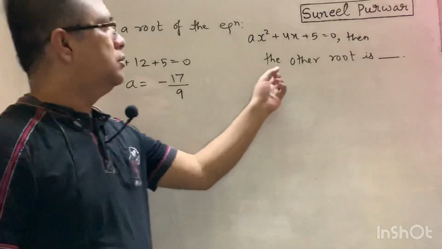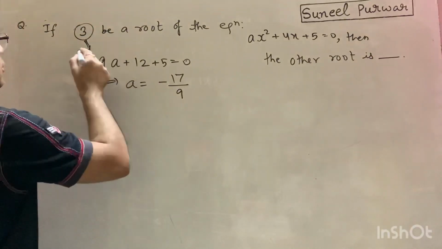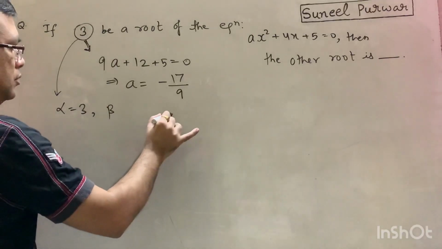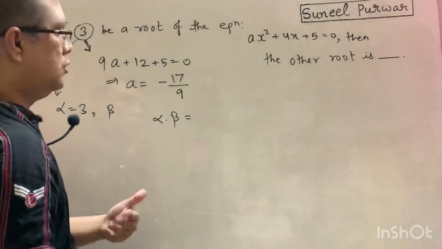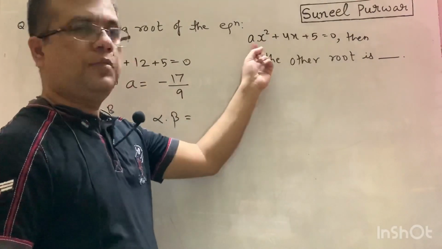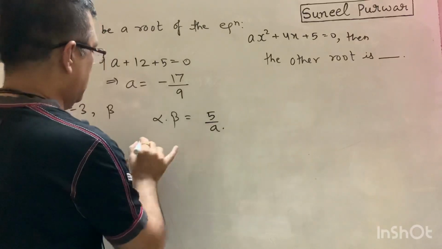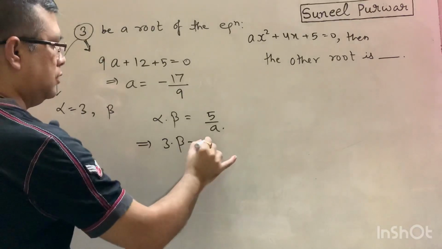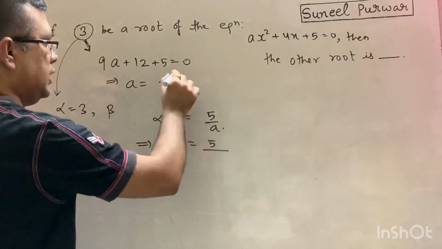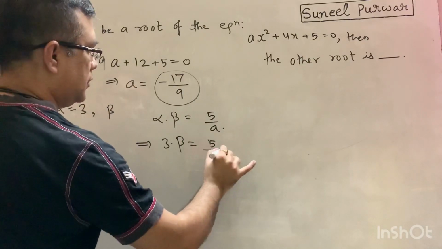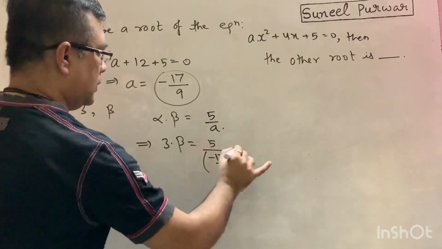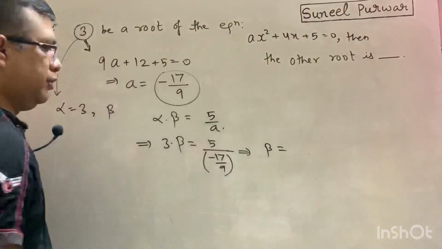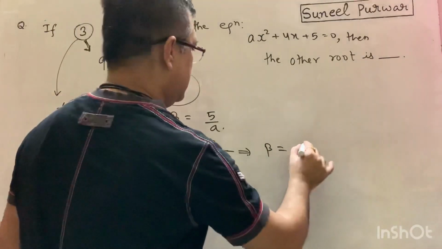Now the question is asking you the other root. Now this root I can say alpha, say 3, and the other root is beta. So as per our knowledge, product of the roots alpha beta is equal to c by a. What do we have? C is 5 upon a. Now alpha value is 3. So you can find the value of the other root: 5 upon a, and what is a itself? Minus 17 by 9. So from here you will have beta equal to, do the calculation, minus 15 by 17.